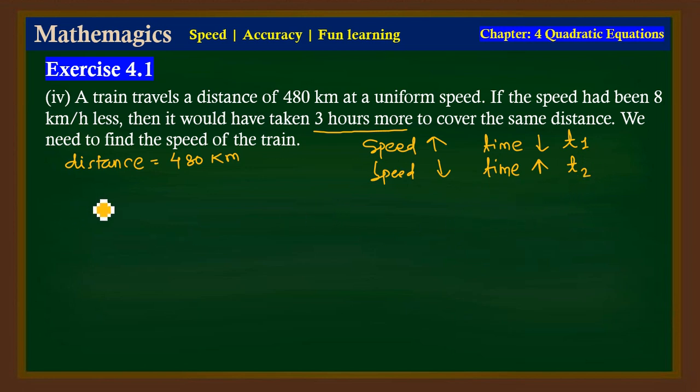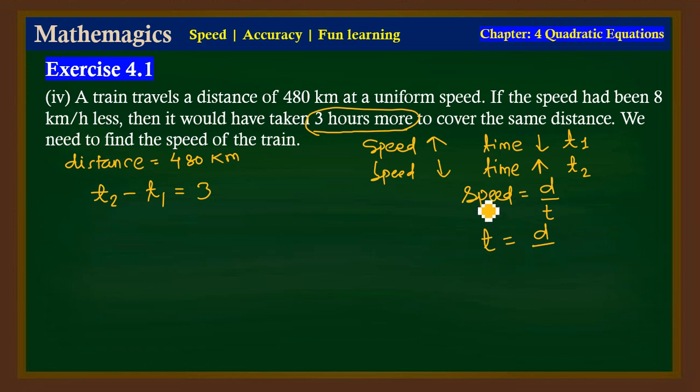So according to the rule, t2, that is time 2 minus time 1, that is more time minus less time is equal to, the question is saying 3 hours more. It means the answer is equal to 3. But before the difference, we must have the knowledge regarding the time, that we know earlier that speed is equal to distance upon time. But here the condition of the time is given, so we have to just take the time this side. That's why that becomes time is equal to distance upon speed. It will go there and it becomes divide. So distance upon speed.